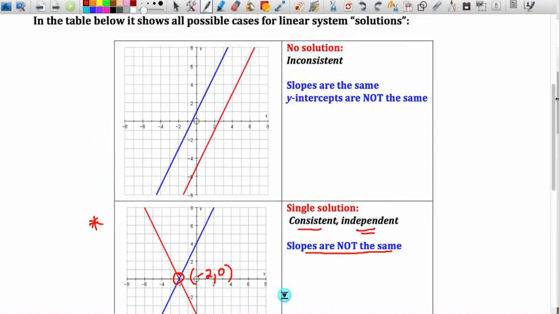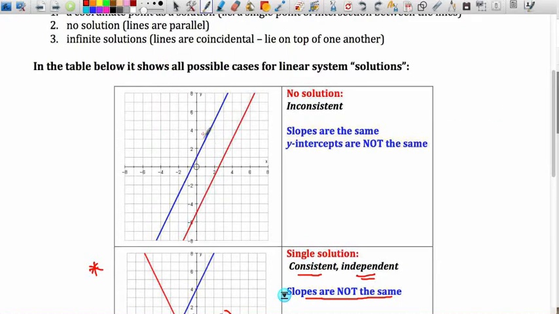There is a second possibility where the two lines, if you were solving them graphically, have the same slope but different y-intercepts. As you can see here, the red line has a y-intercept of -5, the blue line has a y-intercept of 1, and this results in lines that are parallel to each other. Because the lines are parallel, they will never intersect, so we will have no solution, or a system which we describe as inconsistent. Inconsistent essentially means there is no solution.